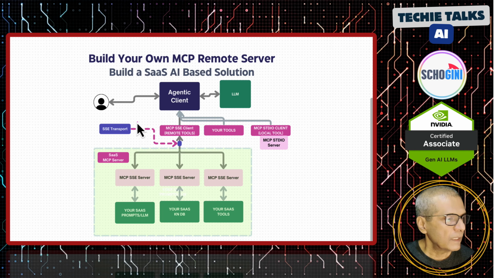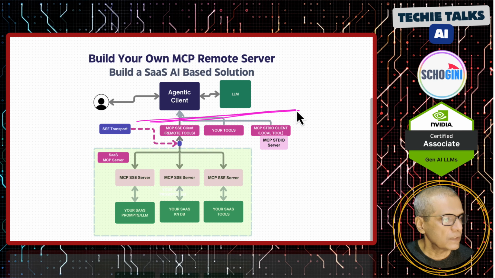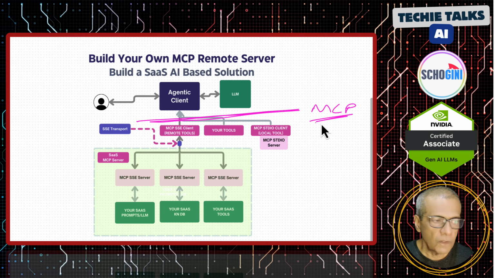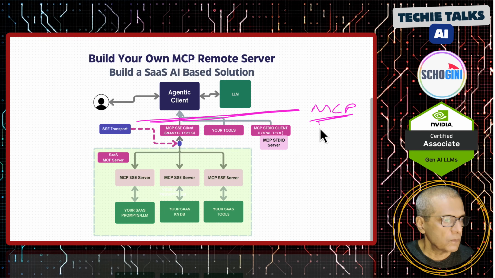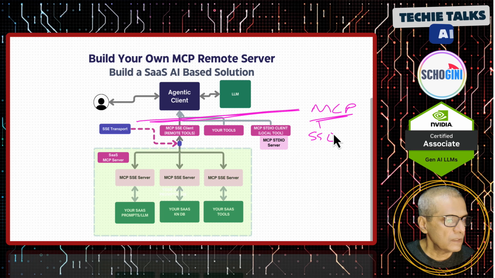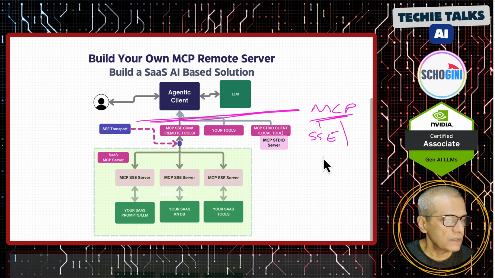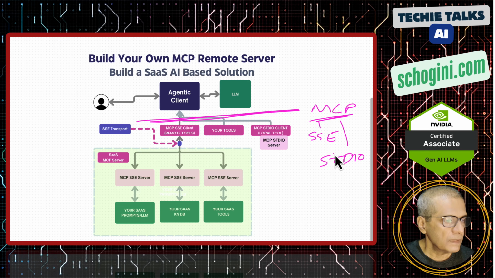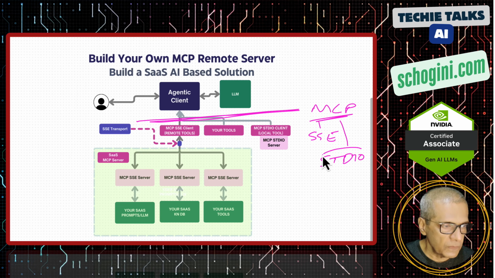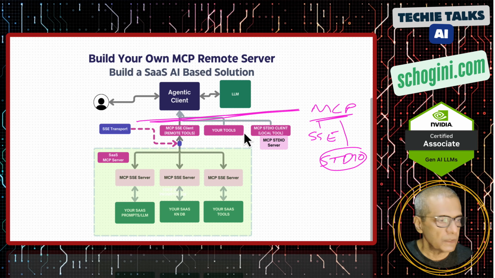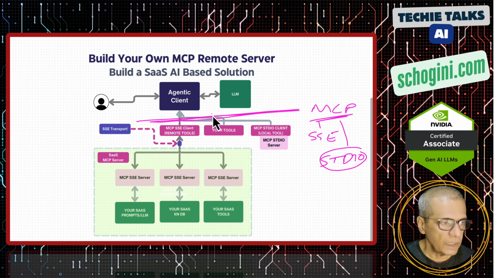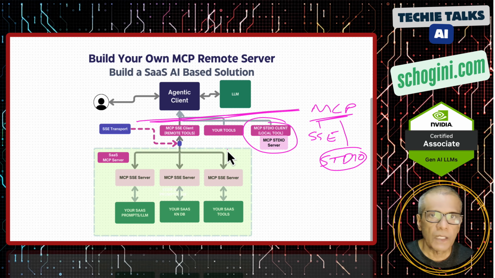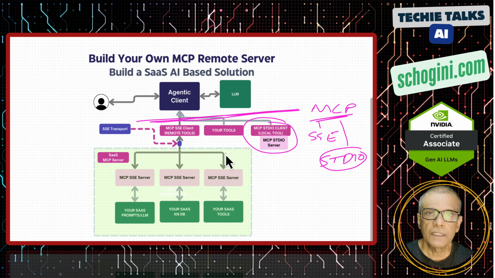Now I mentioned that there is a model context protocol from Anthropic. This protocol has two different transports. One is SSE, server-sent events, and another is STDIO. If you use STDIO to attach your MCP servers to an MCP client or the host, which is the agent, your MCP server also has to sit within the MCP client.